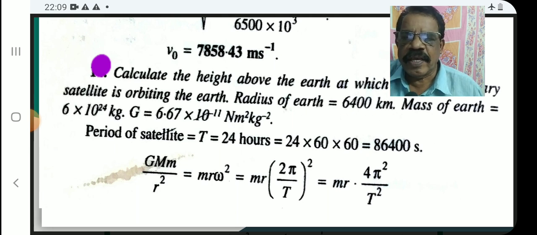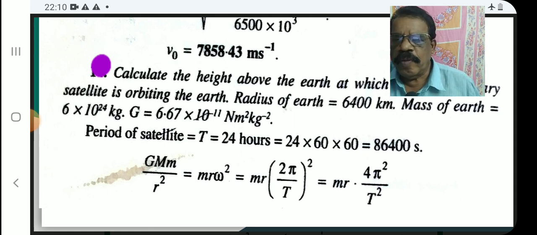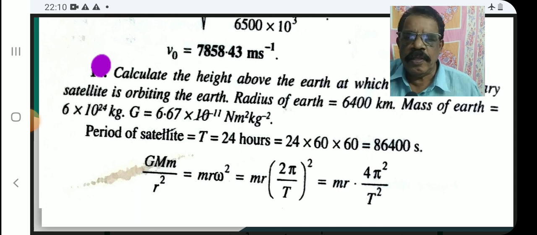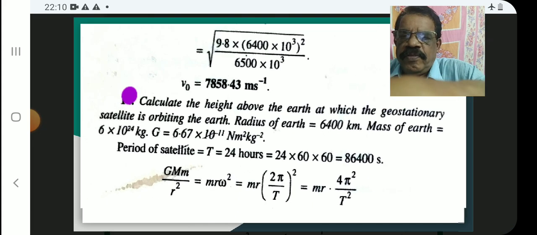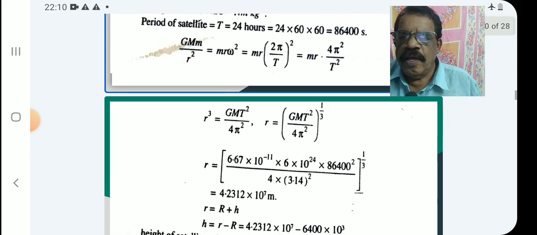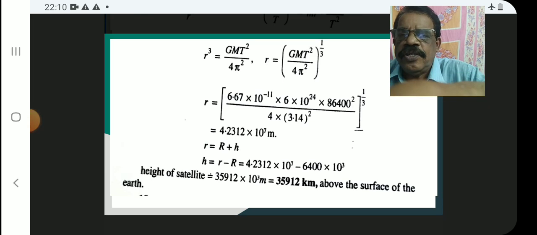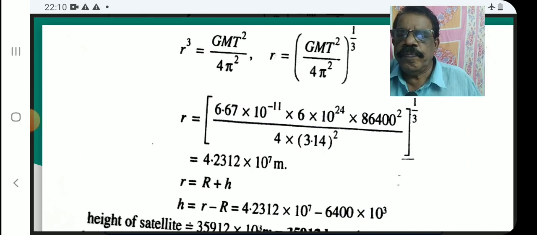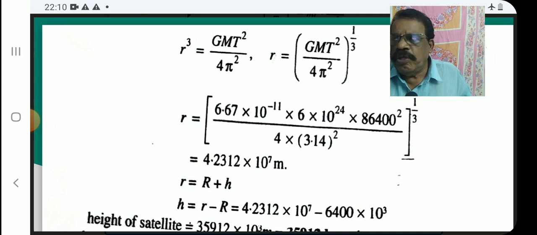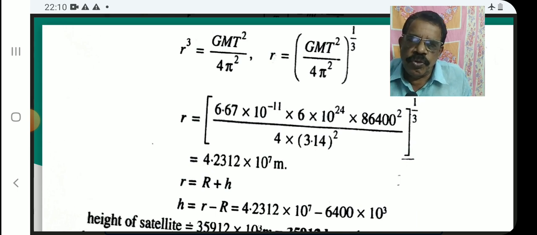So period of earth satellite is T, 24 hours. That is converted to second by multiplying by 60 into 60, 86,400 second. And the formula is GMm by r square. The attractive force is centripetal force, m r omega square, or m r into omega is 2 pi by T the square, m r into 4 pi square by T square. From this we can find the period. If we find the period, we get T is equal to 2 pi into root of r cubed by GM.